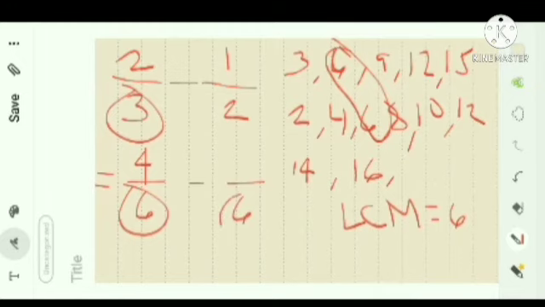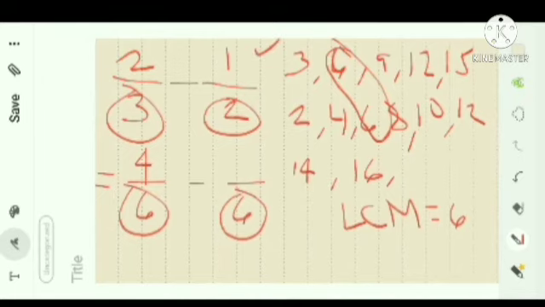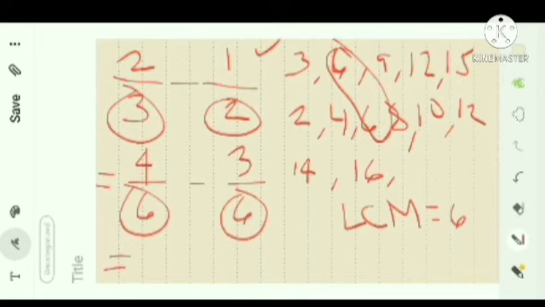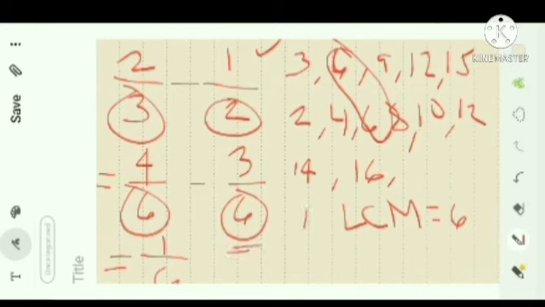Next, 6 divided by 2 is 3 times 1. 3 times 1 is 3. So 4 minus 3 is 1. Then we will copy the common denominator, which is 6. So our final answer is 1 over 6. We cannot reduce this to lowest term. This is our final answer.